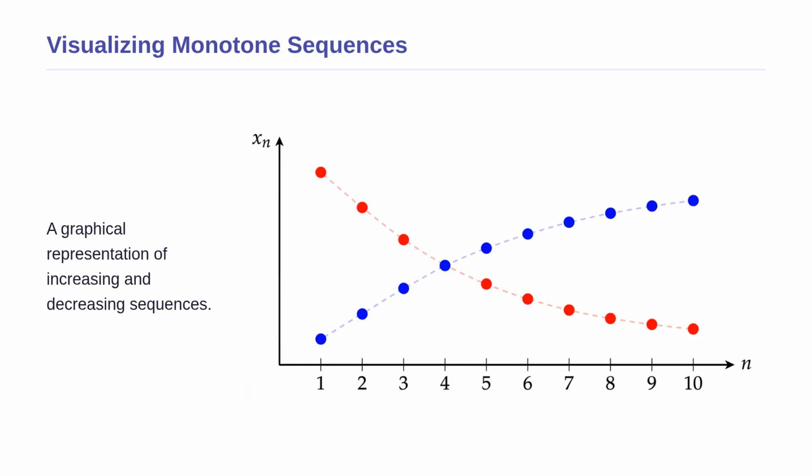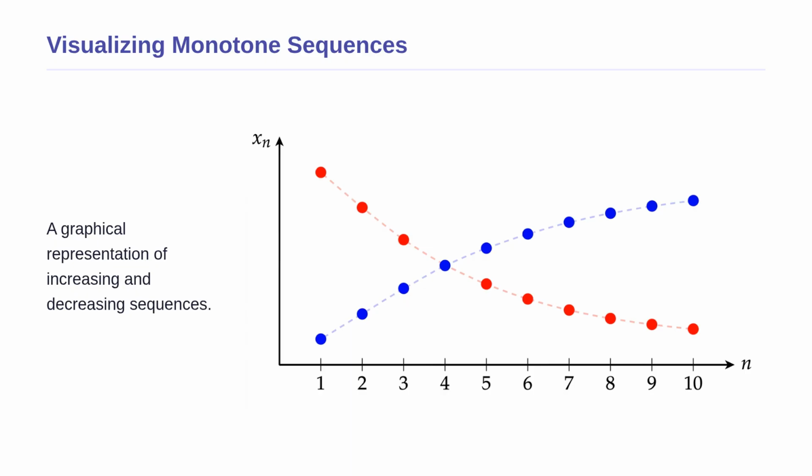Before we look at the formulas, let us see this visually. The graph you are looking at captures the essence of monotone sequences. Notice the horizontal axis represents the position in the sequence, and the vertical axis represents the value of the term. The blue dots represent an increasing sequence. See how they steadily climb higher as we move to the right? The red dots show a decreasing sequence, steadily dropping lower.